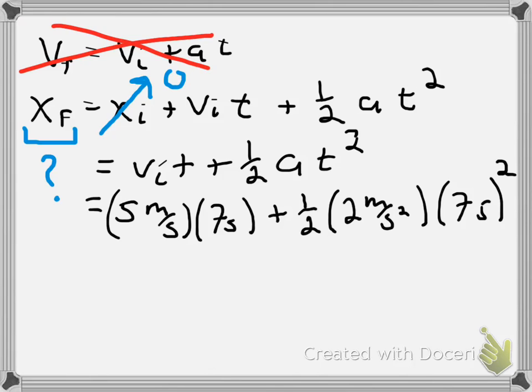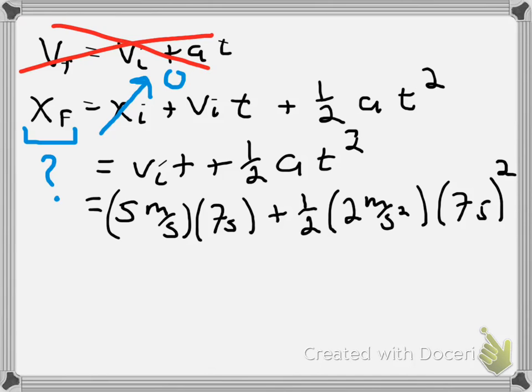And don't forget, when you square this 7 seconds, not only do you have to square the 7, you've got to square the units also. It makes no sense for 7 seconds squared to be 49 seconds. It's 49 seconds squared. And at this point you plug it into your calculator, it returns a number, and that's your answer. But like we said in class, it's always a good idea to check yourself, and the easiest way to do that is with the units.